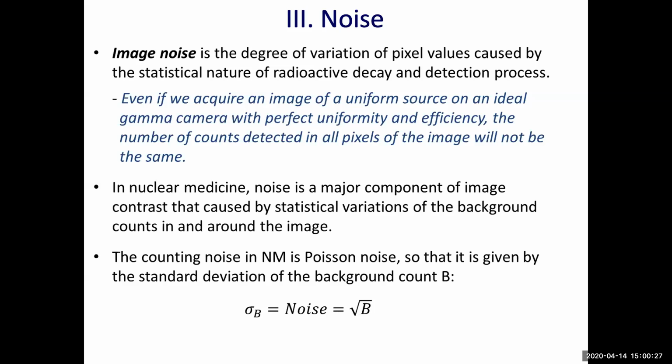The counting noise in nuclear medicine follows Poisson statistics. There is Gaussian and there is Poisson noise. The pixel noise variance is equal to the average number of background counts, and the standard deviation, which is equivalent to the noise here, is the square root of the variance, or the square root of the background count. So to calculate the noise in nuclear medicine, we take the square root of the background count and we get the amount of noise.